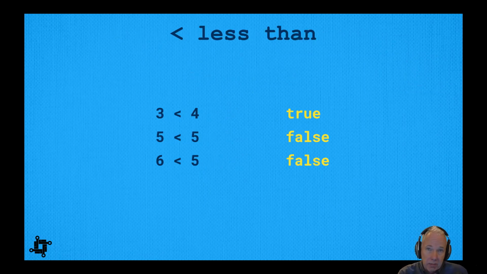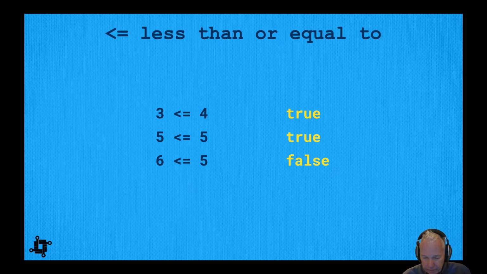So let's look at less than. Is 3 less than 4? Yes, that's true. Is 5 less than 5? Nope, it's not. It's not less than 5. They're equal. So it's not, and we don't have less than or equal to here. We just have less than. Is 6 less than 5? No, it's not. And then finally, less than or equal to.